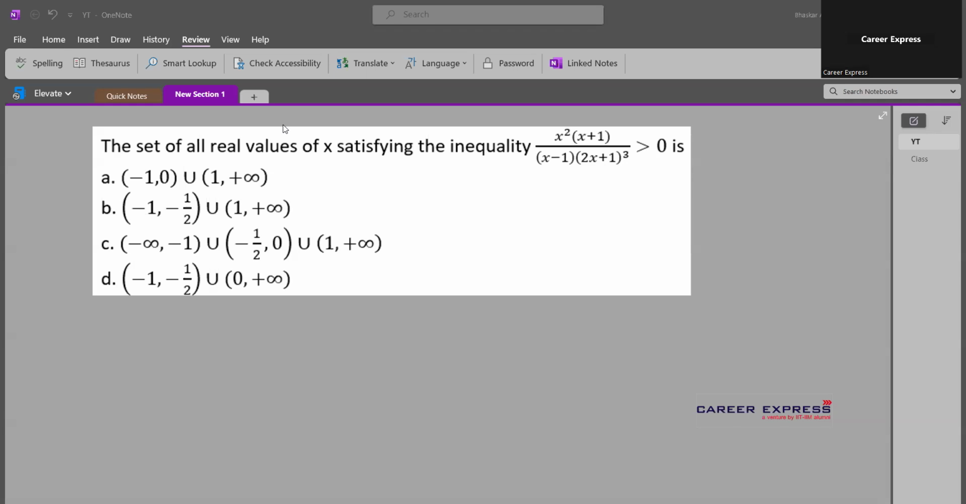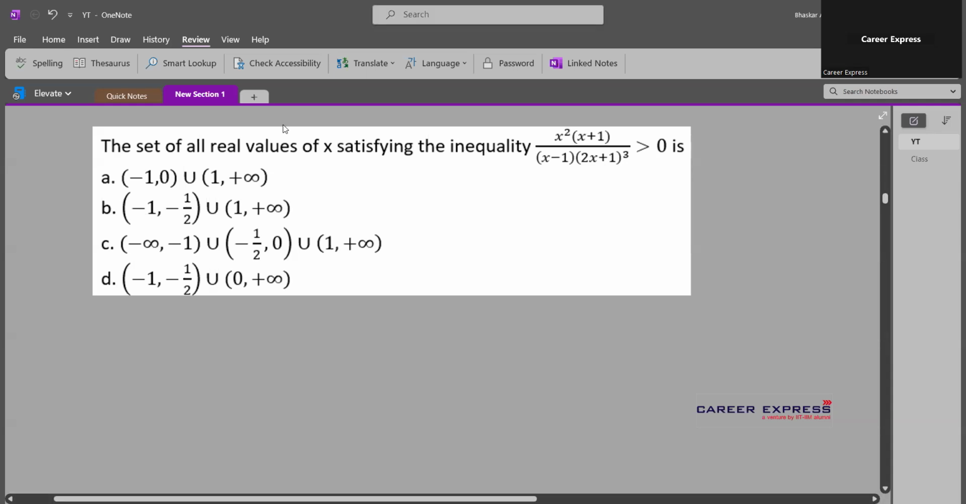So this is a question from IPMAT Indore exam 2023 QA section. Here we are given an expression and an inequality, and we need to find for what values of x this inequality is true. So this question is a standard question for inequality.